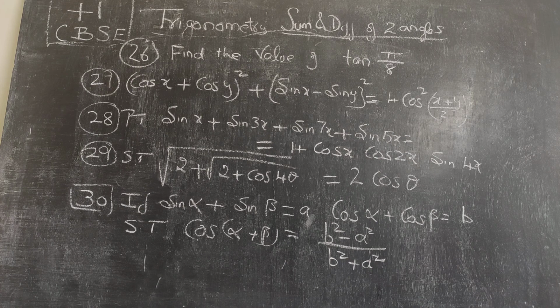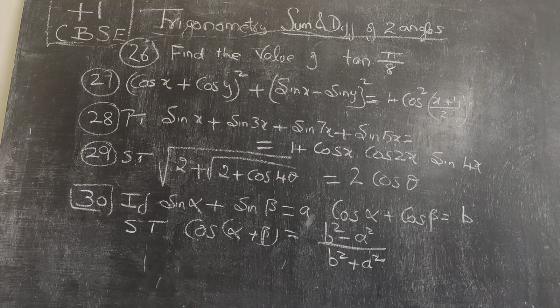Now, here I have written on the board some 5 sums, extra questions, we can take it. Find the value of tan pi by 8. 27: (cos x plus cos y) the whole square plus (sin x minus sin y) the whole square equal to 4 times cos square (x plus y) by 2.